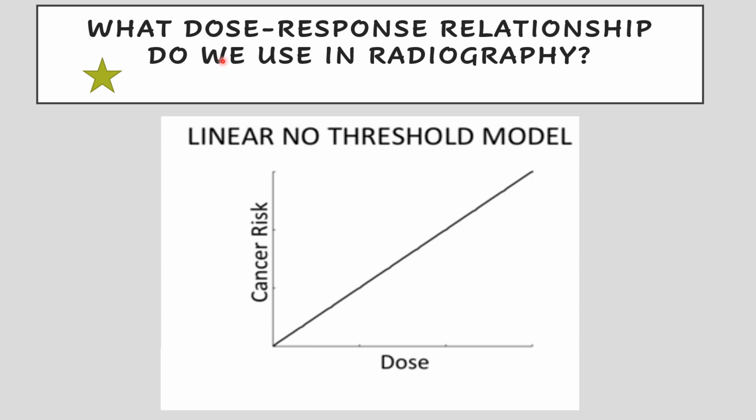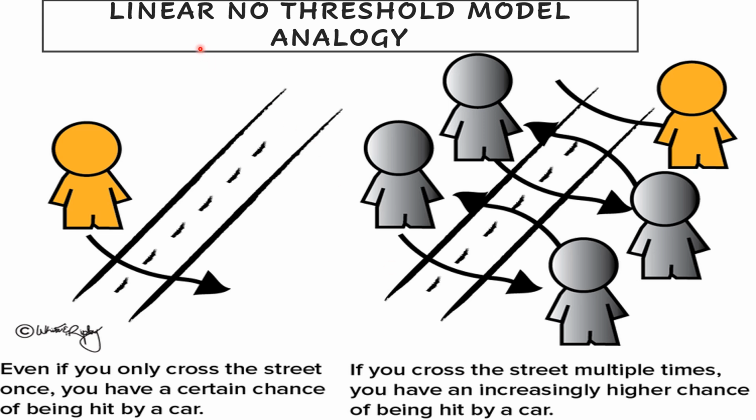What dose-response relationship do we use in radiography? We follow the linear non-threshold model, saying that any dose can cause a reaction. Our cancer risk is higher depending on what dose we get. The linear non-threshold model analogy is similar to crossing the street. Even if you only cross the street once, you have a certain chance of being hit by a car. In picture number 2, if you cross the street multiple times, you have an increasingly higher chance of being hit by a car.